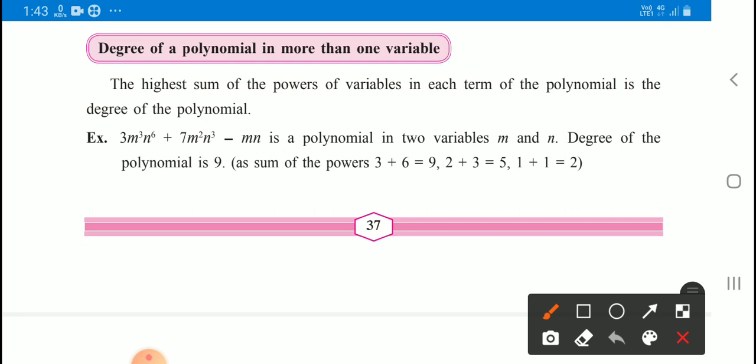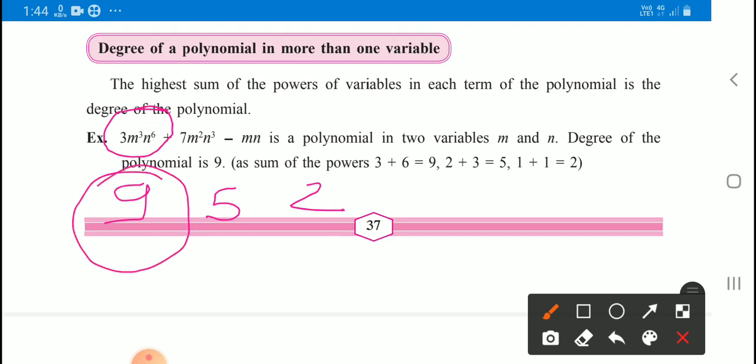Now look here, which polynomial they had given. We have to add the degree of that particular term. Now first term is 3 m raised to 3 n raised to 6. So 6 plus 3 is equal to 9. Second term is 7m square n cube. So 2 plus 3 is 5. And third term degree is 1 plus 1, which means 2. So here the highest degree is 9. So the degree of this given polynomial is 9.